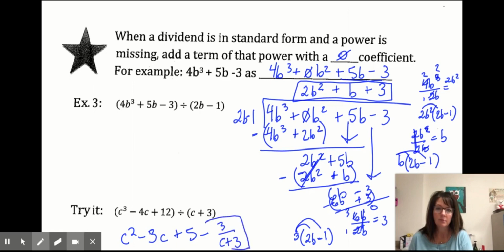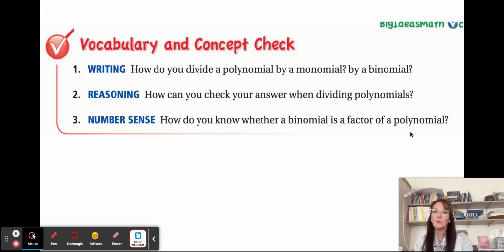And that has been division with polynomials, and we will be practicing these. So, okay, this is the vocabulary and concept check. Go ahead and identify the one that you're going to be responding to and use complete sentences.